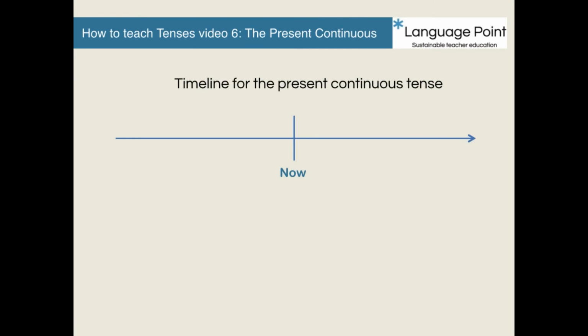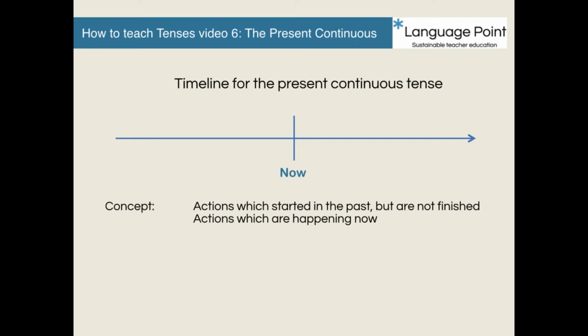So as a present tense, remember that now appears in the middle of the timeline, giving us lots of space around now to talk about the things which are happening. In present continuous tense, we'll look at the meaning first. So this describes actions which started in the past but are not finished right now, in other words, actions which are happening right now at the moment of speaking. They're unfinished at the time of speaking, therefore they're still going on.